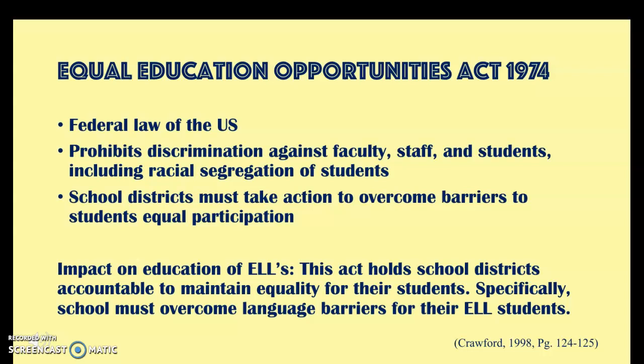Furthermore, this act also prohibits discrimination against faculty, staff, and students, including racial segregation of students. The Equal Educational Opportunities Act of 1974 was great for the education of English language learner students and bilingual education programs. This required all school districts, regardless of federal funding, to provide equal education for their students and overcome language barriers by providing the programs necessary to achieve this.